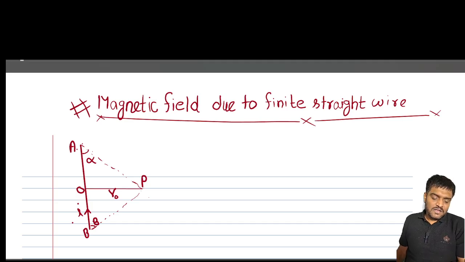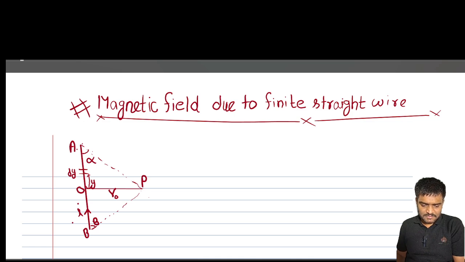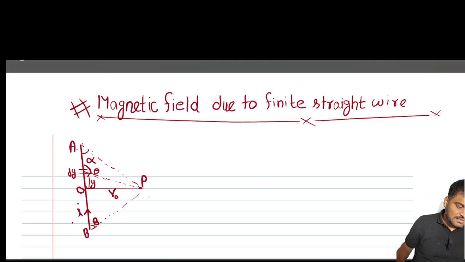Now, this is a finite straight wire. We assume a small segment of wire from O to Y. The length of this segment is dy, and this segment creates a magnetic field at point P. And also we assume that this angle is theta.